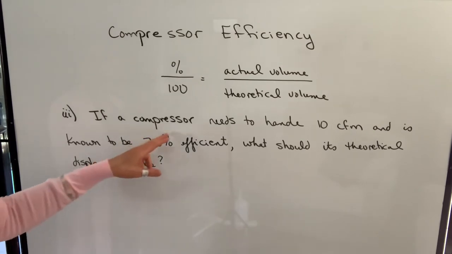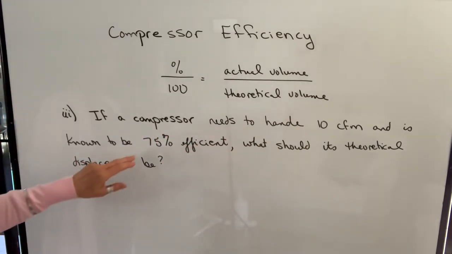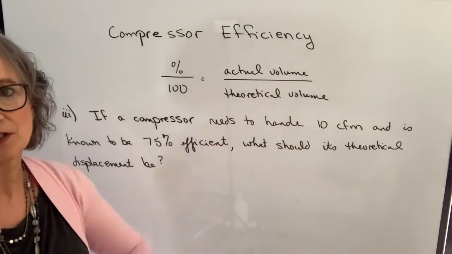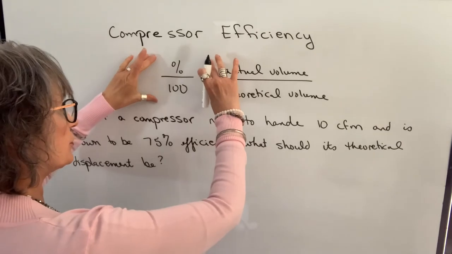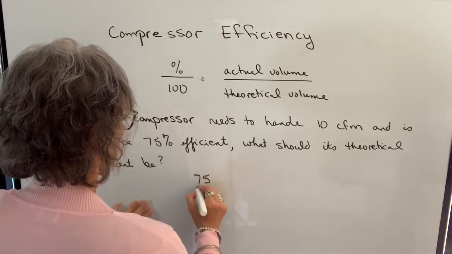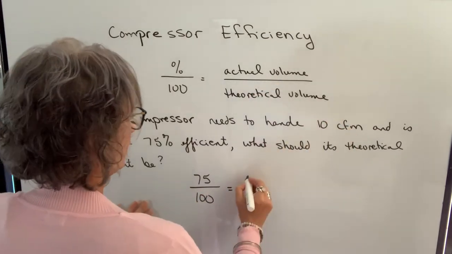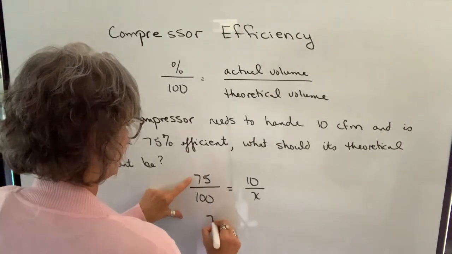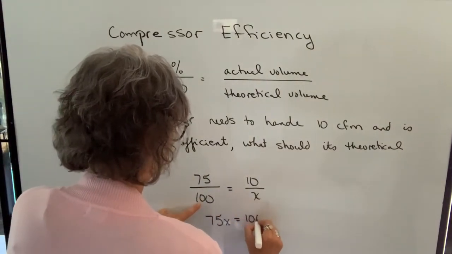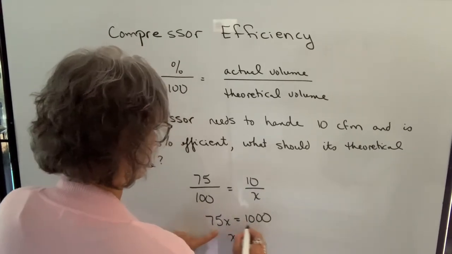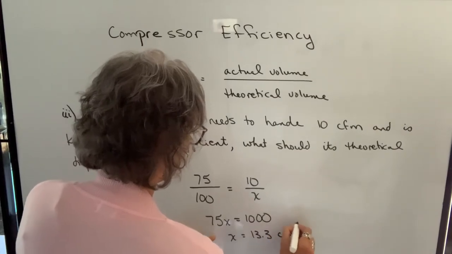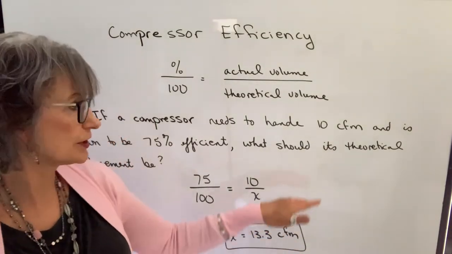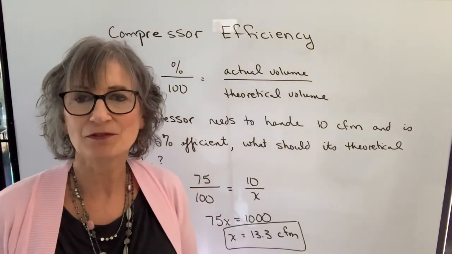In our next example, we have a compressor needing to handle 10 cubic feet per minute, and we know that it's 75% efficient. The question is, what should its theoretical volume be in order to have an actual volume of 10 cubic feet per minute? So again, we're going to use this to form our equation. We know the percent at 75, that goes over 100. The actual volume, we want it to be 10, and we're finding theoretical volume. So again, we're going to cross multiply. 75 times x will equal 100 times 10. And then we're going to divide both sides by 75 to isolate x, and we get 13.3. So the compressor needs to have a theoretical displacement of 13.3 cubic feet per minute to actually put out a displacement of 10 cubic feet per minute if it's 75% efficient.